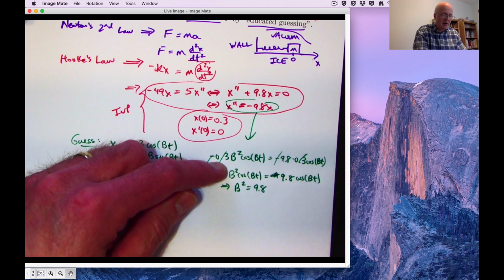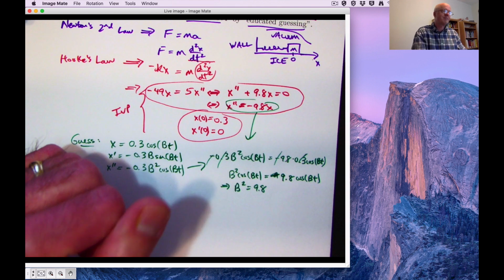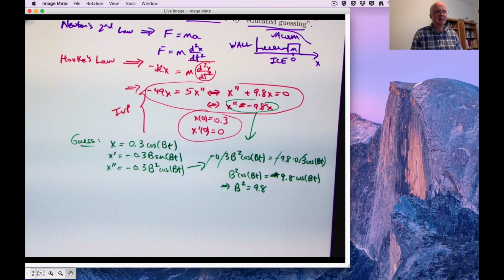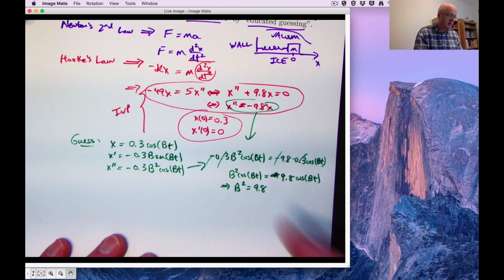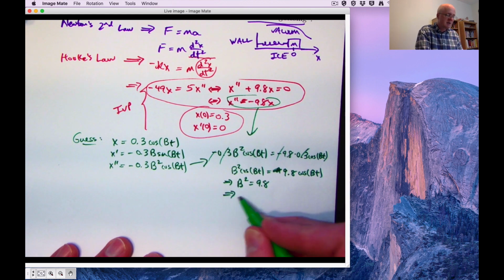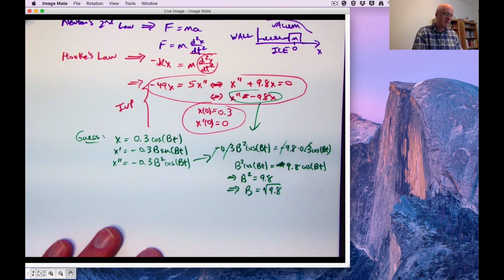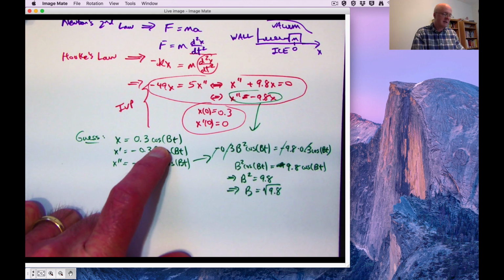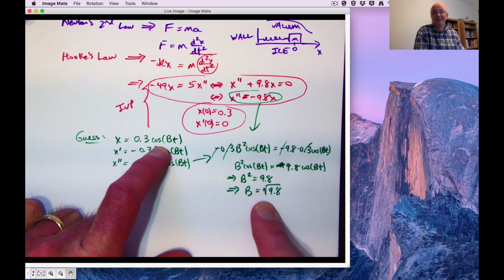Now you could say, I'm going to divide both sides by cosine of bt. Be careful in doing that. You'd be dividing by 0 sometimes. It's better to think of it this way. I want these to be equal for all t. The only way that will happen is if b squared is 9.8. So b evidently is plus or minus square root of 9.8. It's good enough to take the plus one when you plug it into the cosine function because cosine is an even function. So if I use the minus square root of 9.8, I get the same function really.